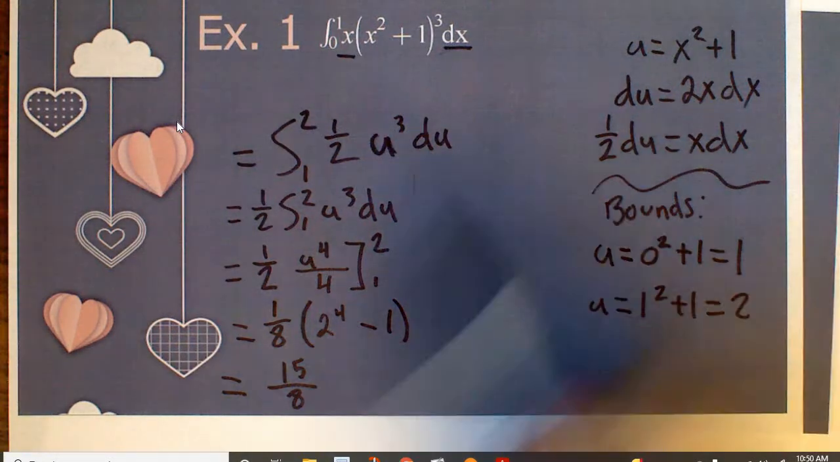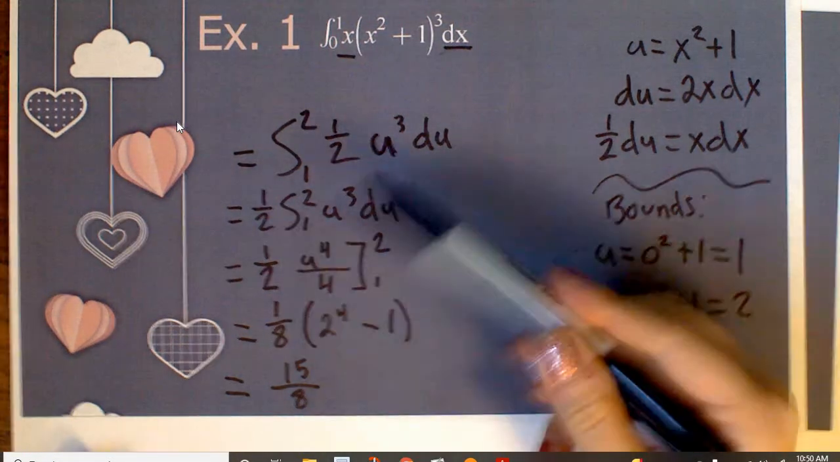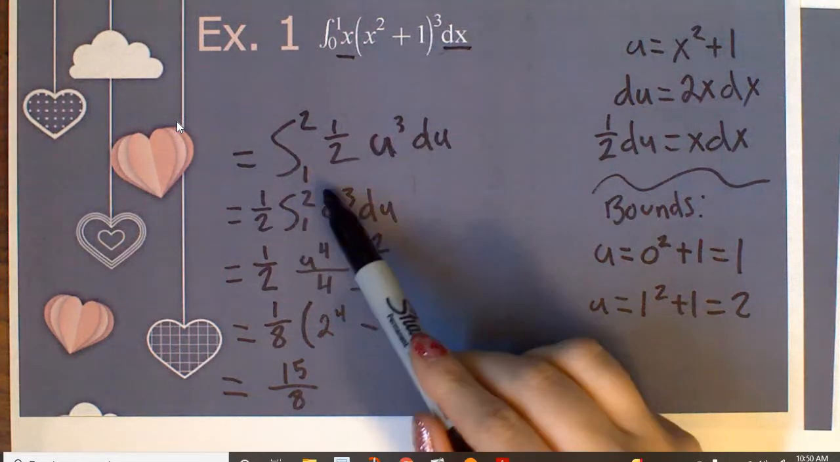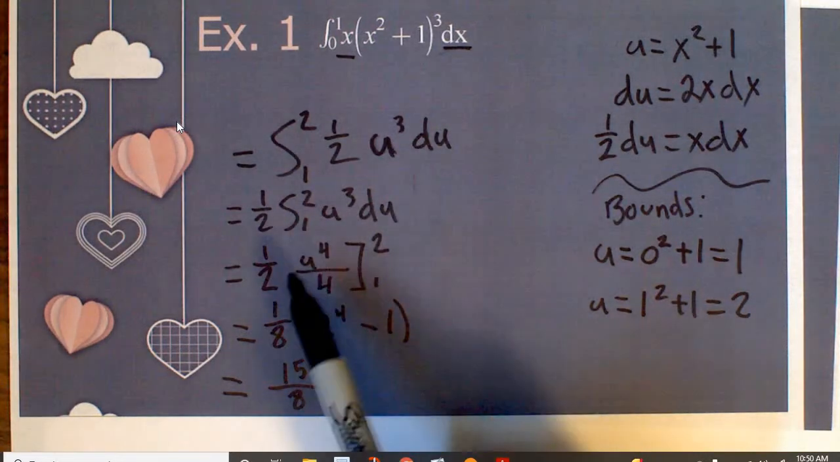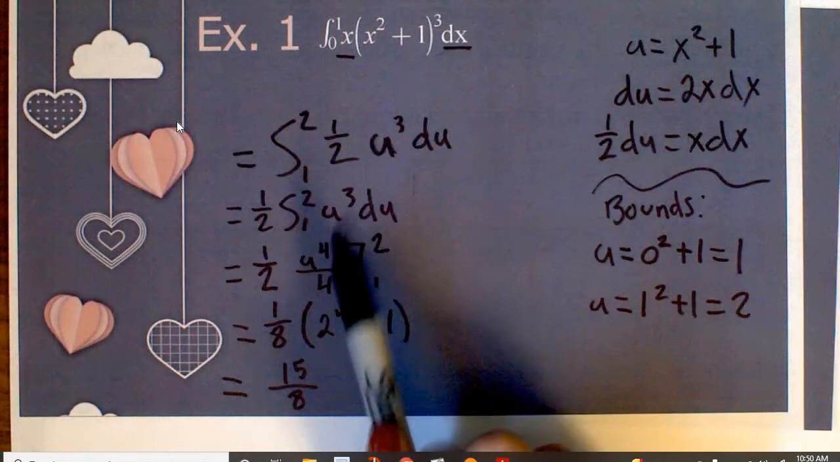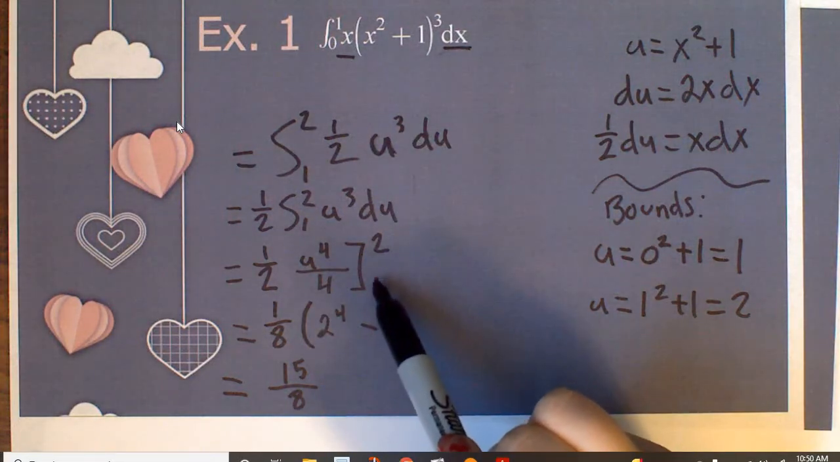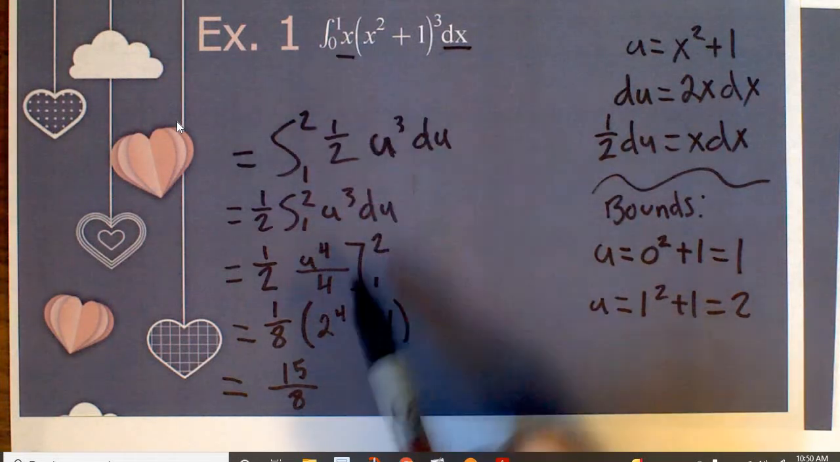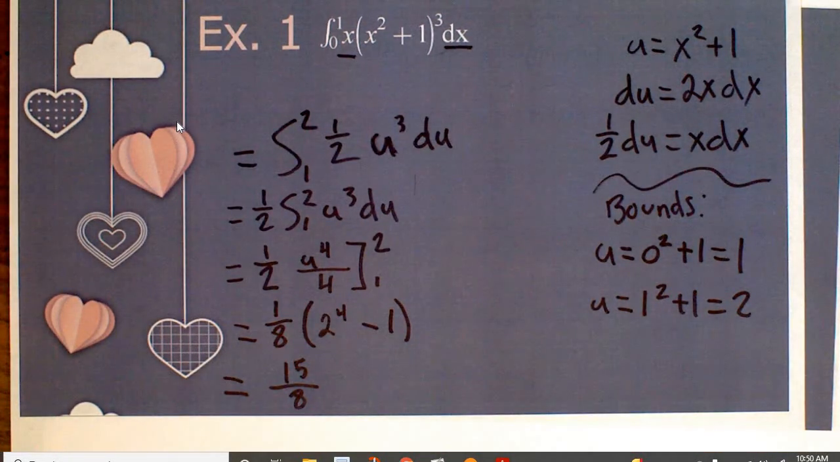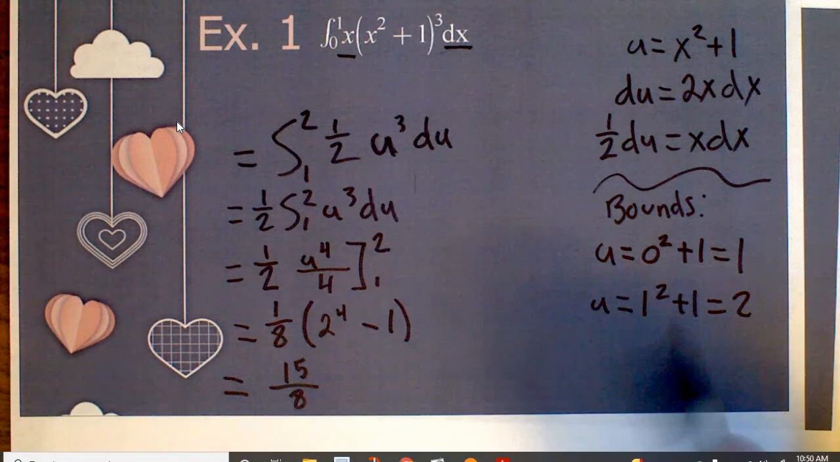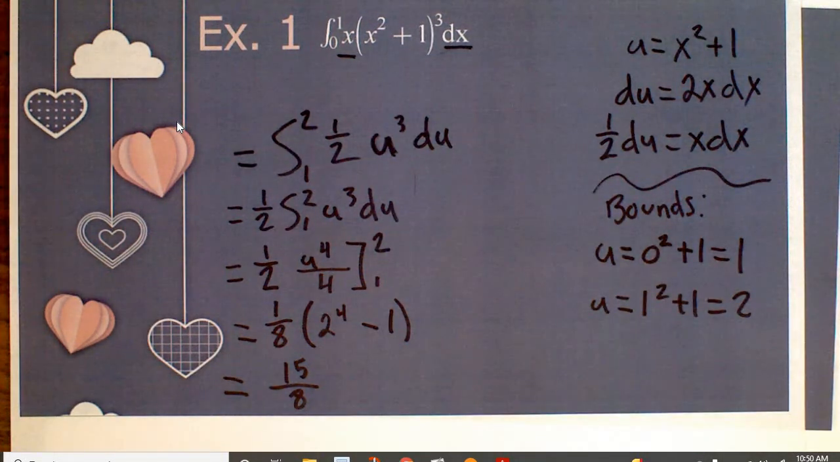And we would have gotten the exact same thing had we not changed our bounds and just substituted x squared plus 1 back in here and left my bounds as 0 to 1. You can do it that way. It just ends up being a little bit longer and more complicated than just going ahead and switching the bounds.